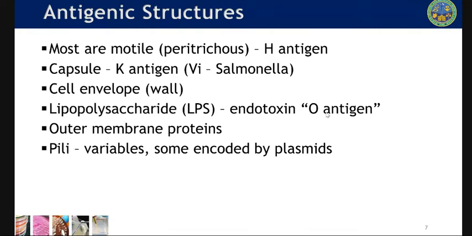Now, for the cell wall, the cell envelope, in particular you have Klebsiella pneumoniae having a capsule. And then for lipopolysaccharide, you have the endotoxin, the O antigen, and then you also have the OMP, the outer membrane protein, and then variability in the presence of pili, which at times is encoded by plasmids.